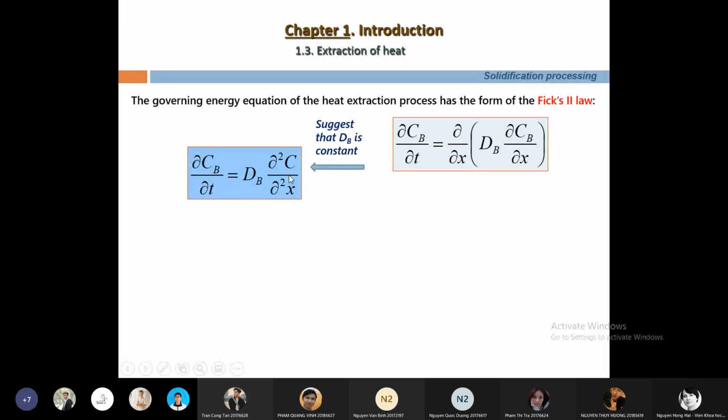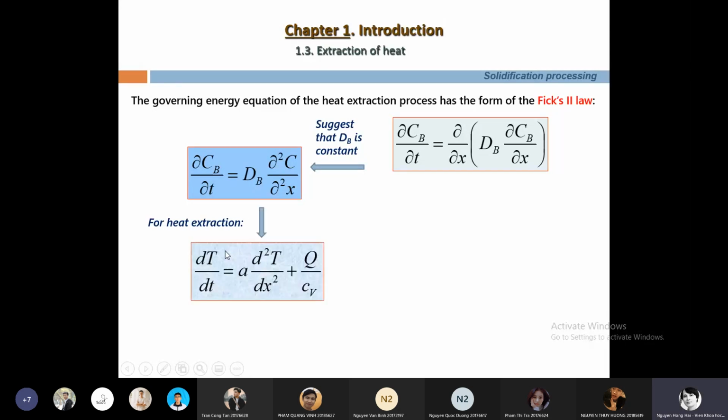This is Fick's second diffusion law, and you can apply this in the case of the heat extraction. For heat extraction you can also write a very similar equation, but we have an extra term because of the latent heat. But the rest is absolutely similar to Fick's second diffusion law.